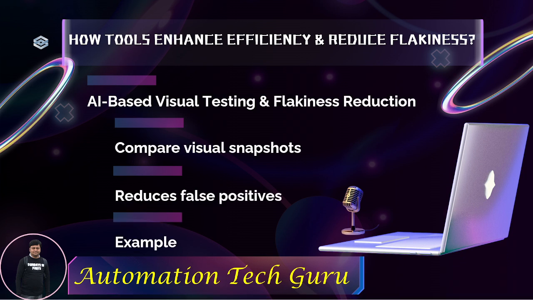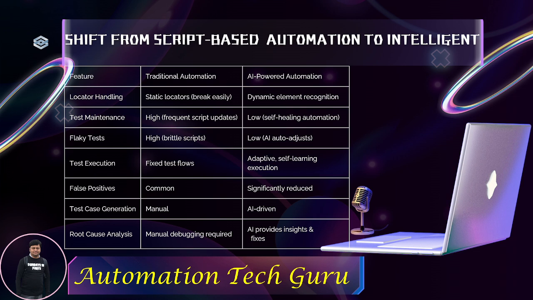Next is AI based visual testing and flakiness reduction. So basically, AI tools compare visual snapshots of applications to detect real UI issues versus minor differences. It also reduces false positives for insignificant UI changes. For example, a minor text alignment shift should not fail a test. AI powered tools like Applitools and Percy detect meaningful UI differences instead of breaking the test.